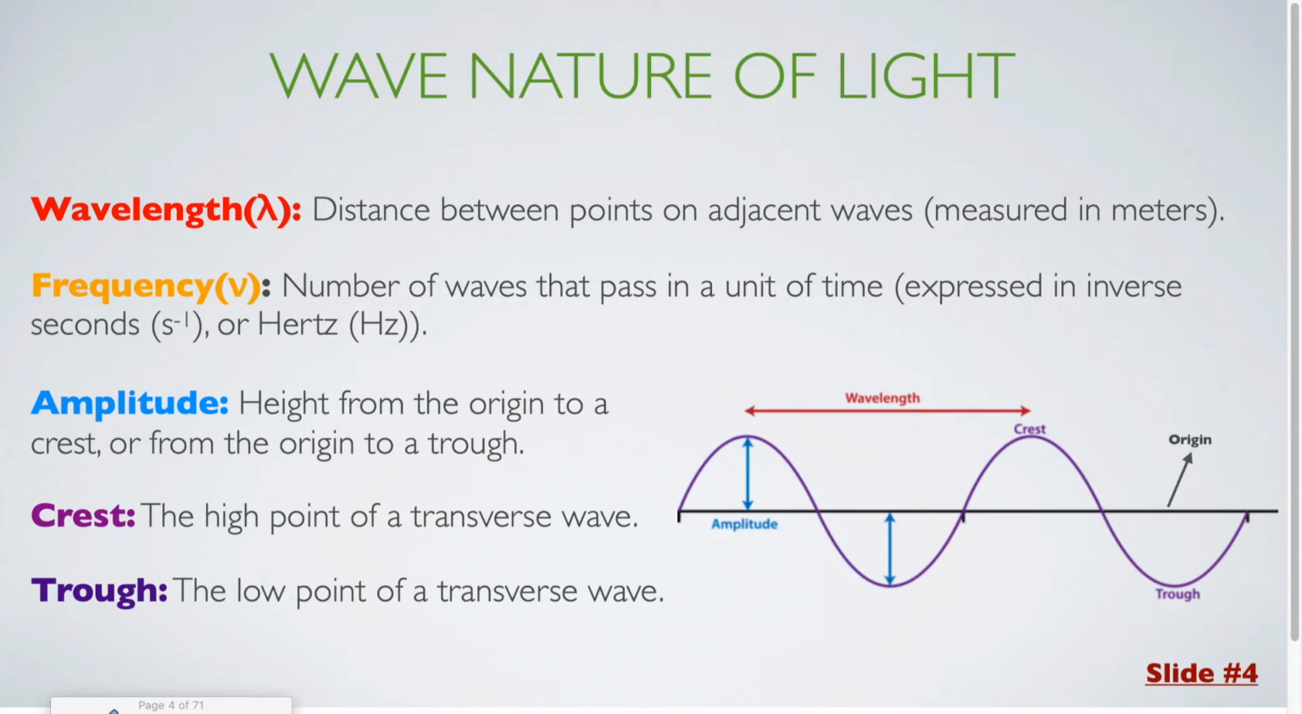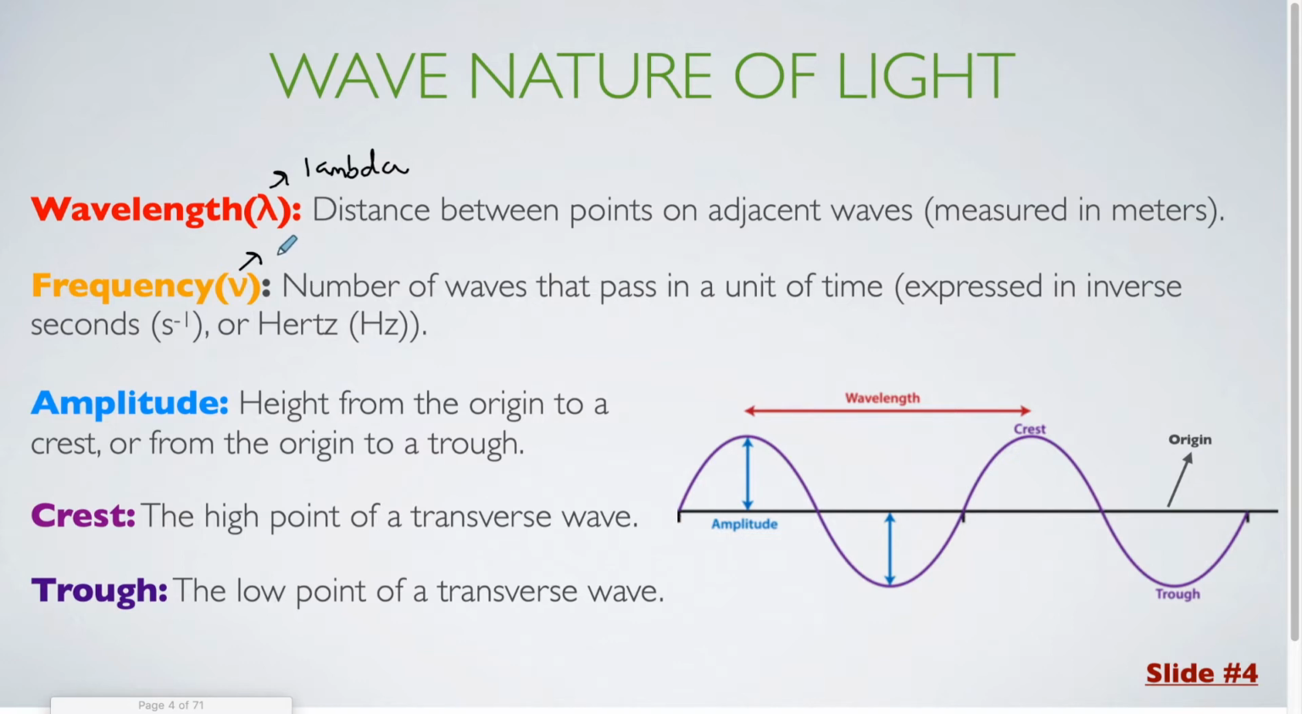On this slide, we have a few important key terms which will help you to understand waves. First up, we have wavelength. The symbol for wavelength is lambda. Wavelength is the distance between points on adjacent waves measured in meters. On our diagram here, we can see that it is the distance from the top of one wave to the top of the wave next to it.